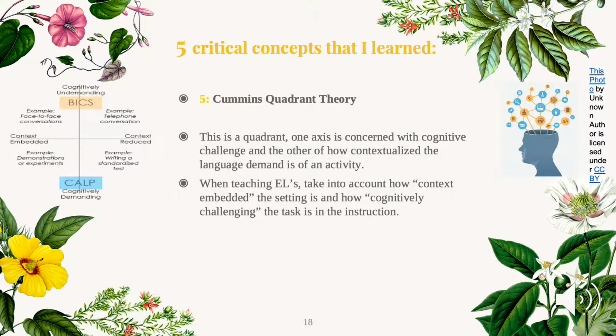The fifth critical concept that I learned is the Cummins quadrant theory. This is a quadrant. One axis is concerned with cognitive challenge, and the other with how contextualized the language demand of an activity is. When teaching ELs, take into account how context-embedded the setting is and how cognitively challenging the task is in the instruction.